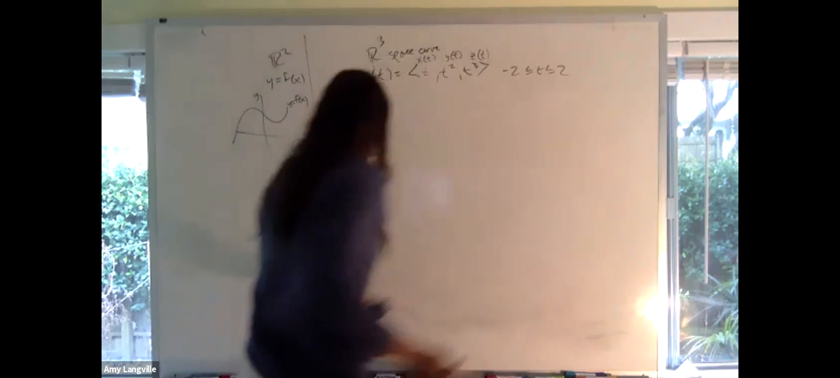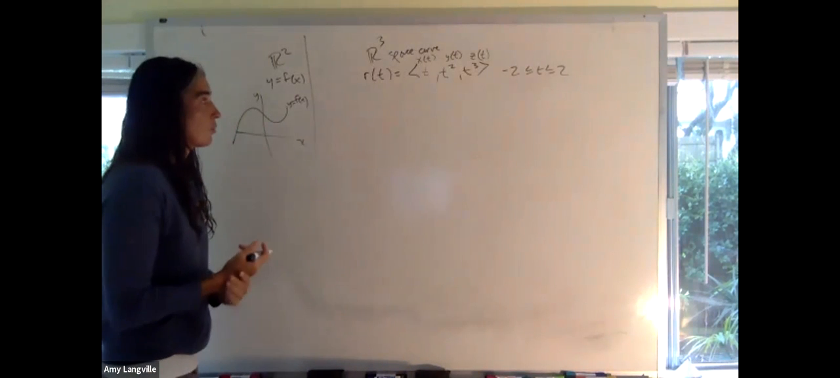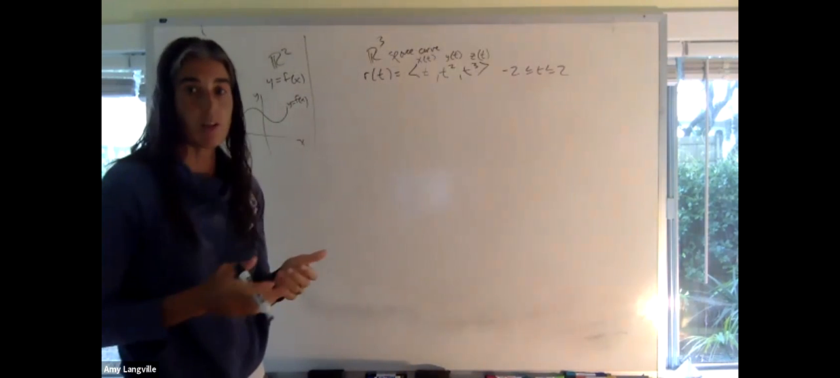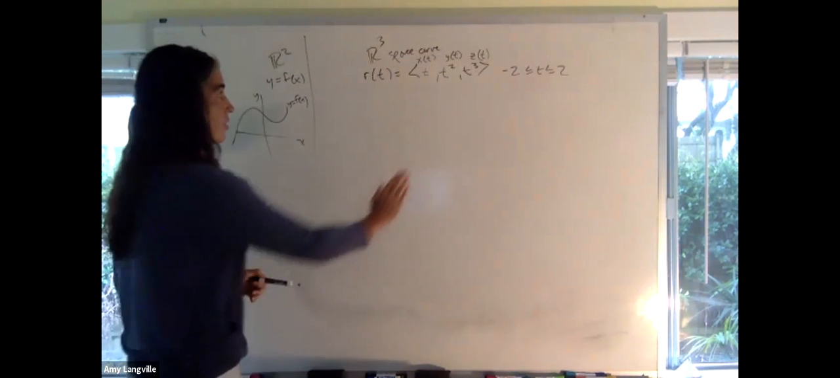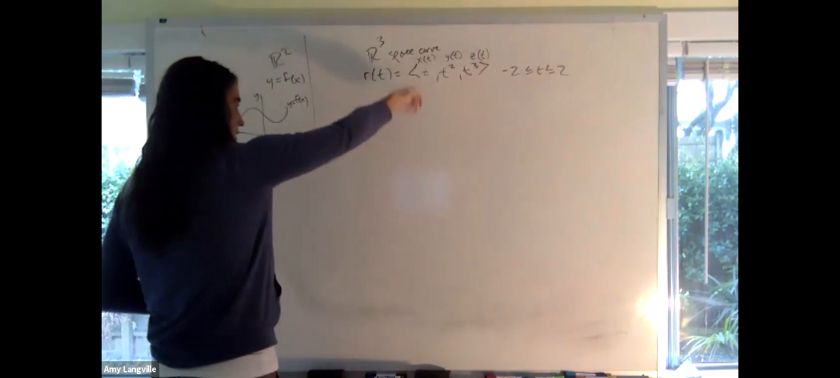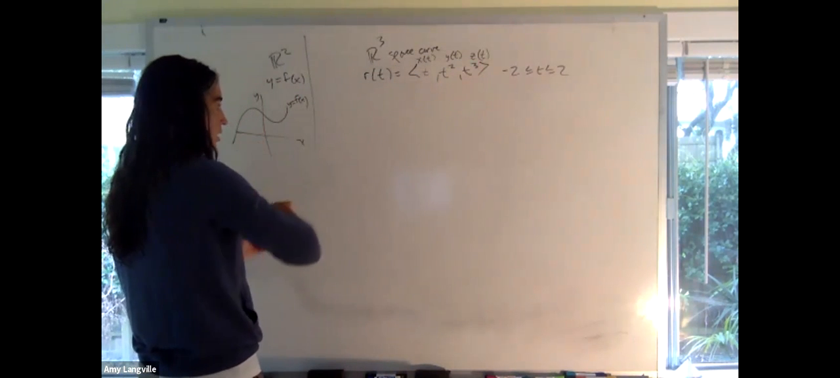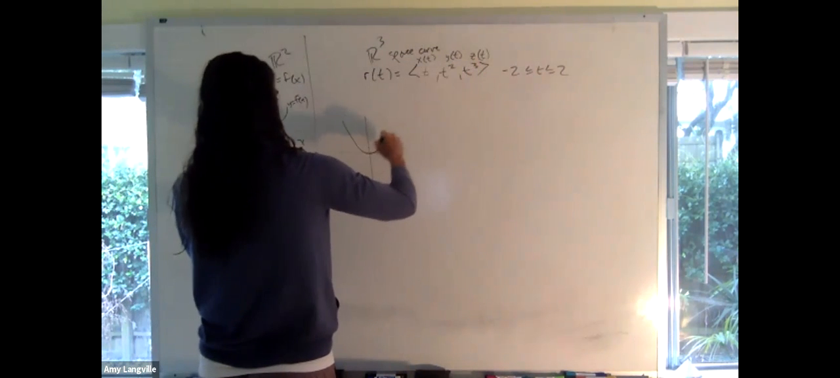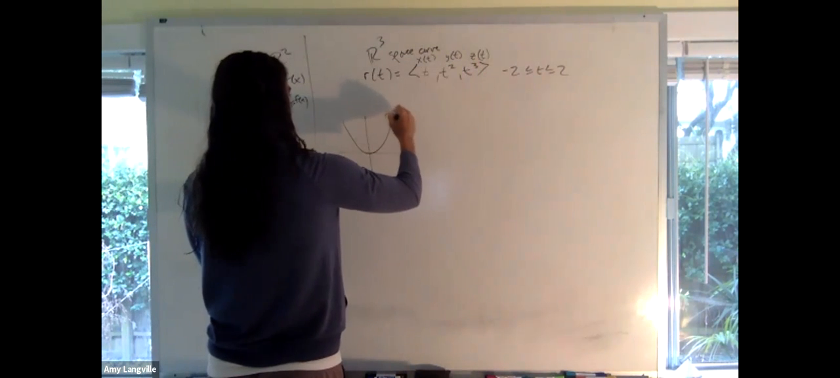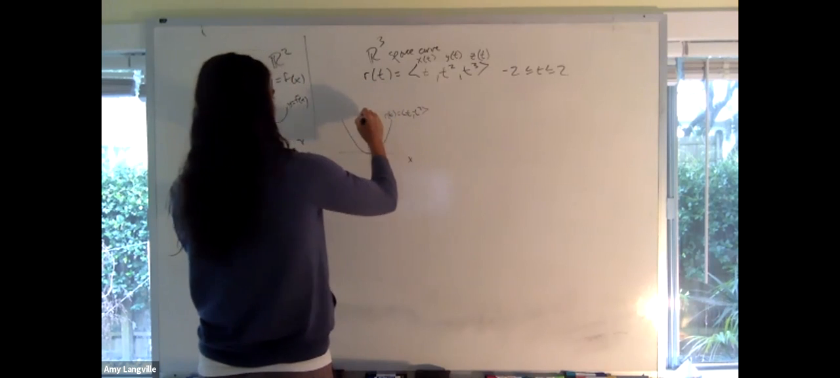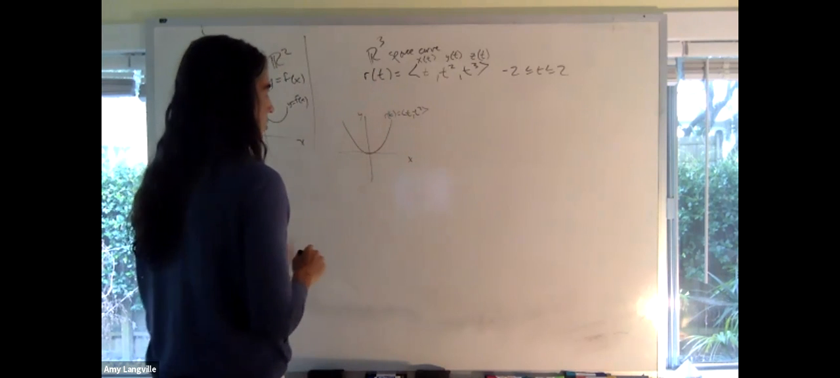Let's keep the same domain just to keep it simple. So again, you could plot points, but maybe one way of thinking about this too is to say, what if this third component wasn't here? This is a parabola facing up in the xy plane. So if we were just looking at the first two components, we have this. This would be r of t equals t squared, and you go from -2 to 2.